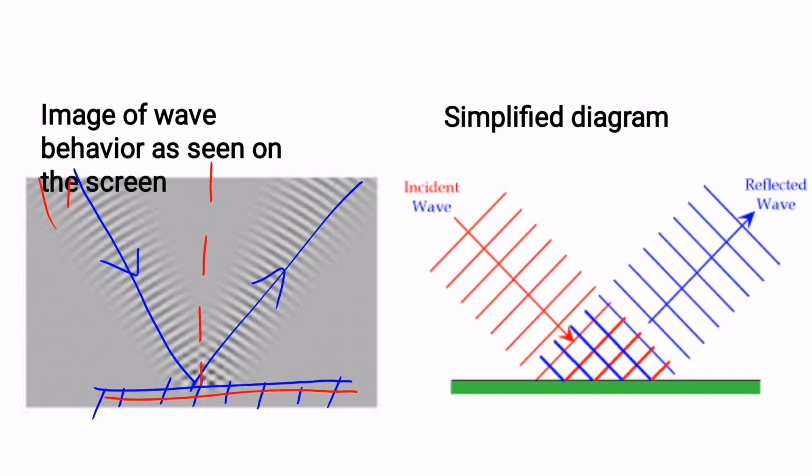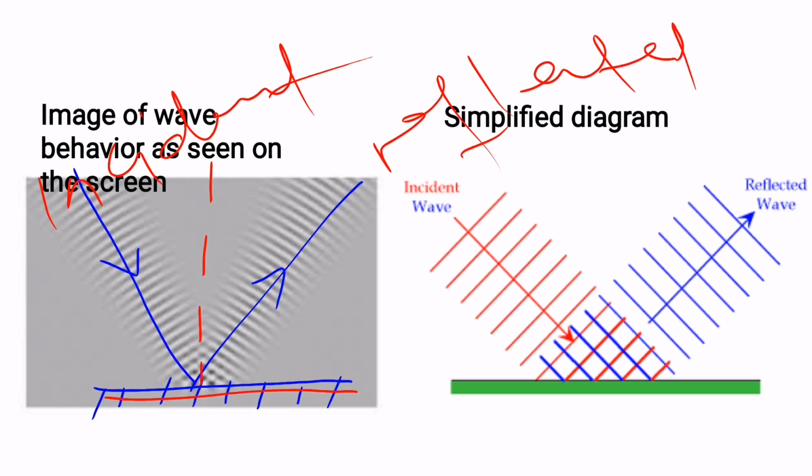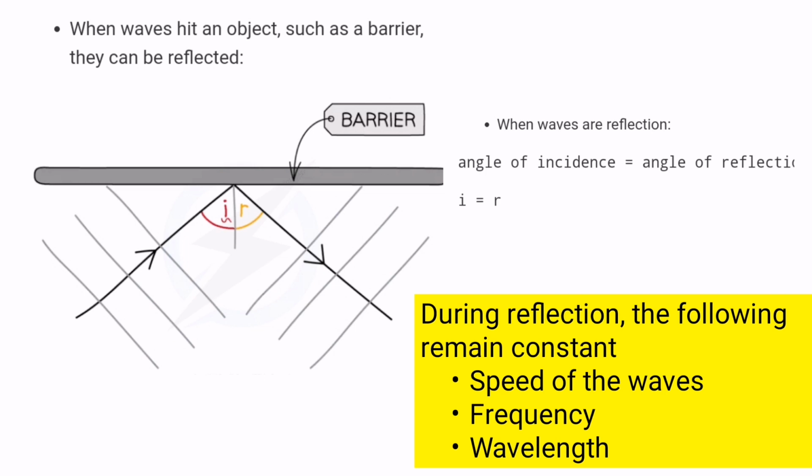So this is the incident ray, and this is the reflected ray. This is I and this is R. So I is equal to R, as you know, the law of reflection. So these are the waves, even the other one shows a simplified diagram.